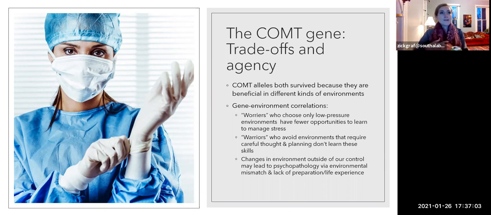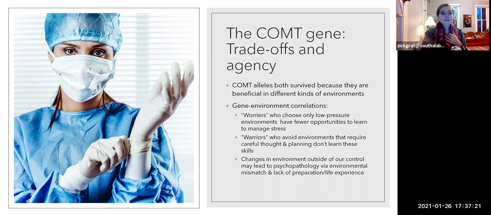The problem comes in when people over-specialize, and when someone who's a worrier doesn't ever learn how to function under pressure. Pressure is kind of inevitable. So when that pressure eventually comes up, they're liable to break down and experience anxiety, depression.